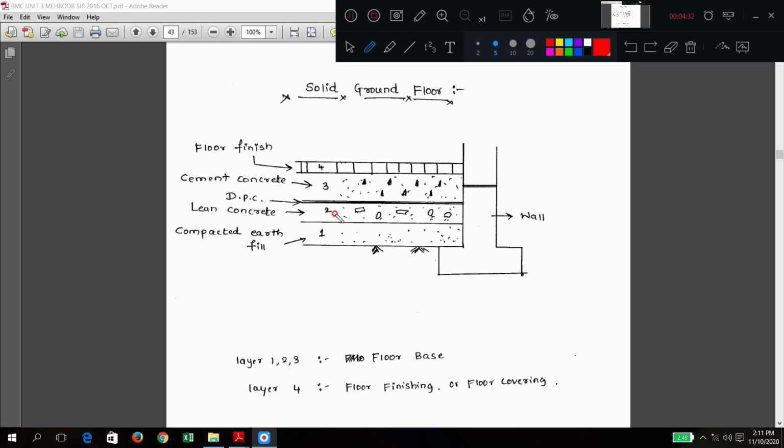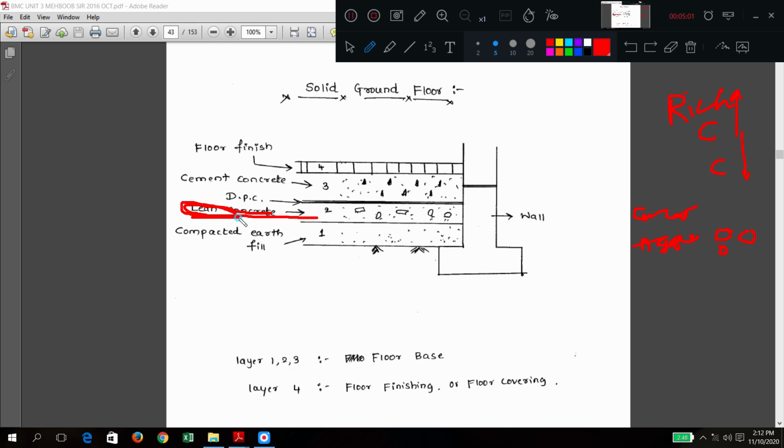Above that you put what? Lean concrete. Lean concrete means what? Cement is a little less compared to the aggregates, and the aggregates are also a little bigger in size. So cement is less, that is why we call it lean concrete. Otherwise, if the cement quantity is rich, then we call it rich concrete.